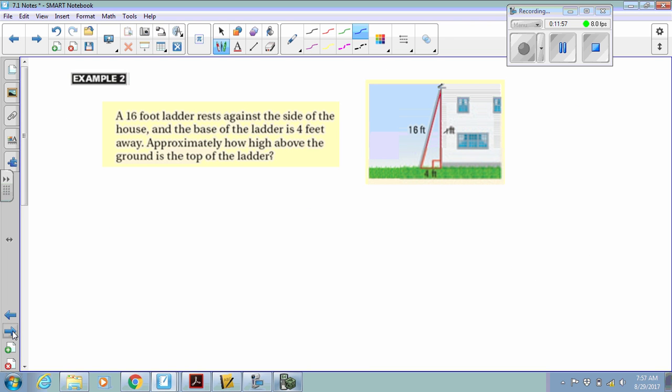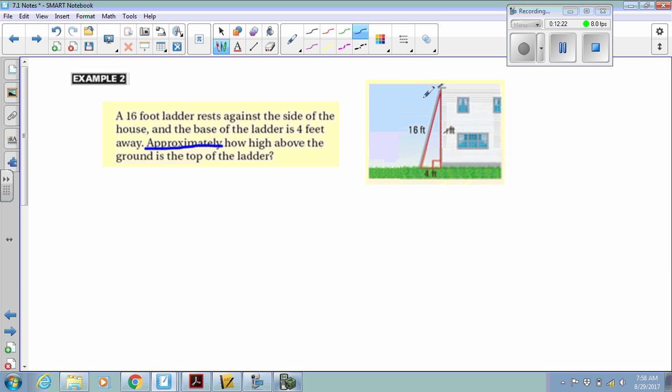Now, the next part, we're going to use the Pythagorean Theorem to solve real-world problems. So let's look at this example, okay, example 2. It says a 16-foot ladder rests against the side of the house, and the base of the ladder is 4 feet away. Approximately, now we got to remember that word, approximately, because we're going to round a little bit later on, how high above the ground is the top of the ladder?